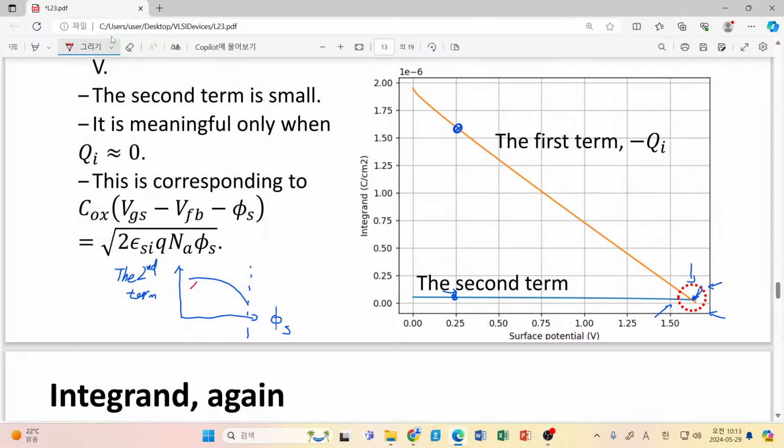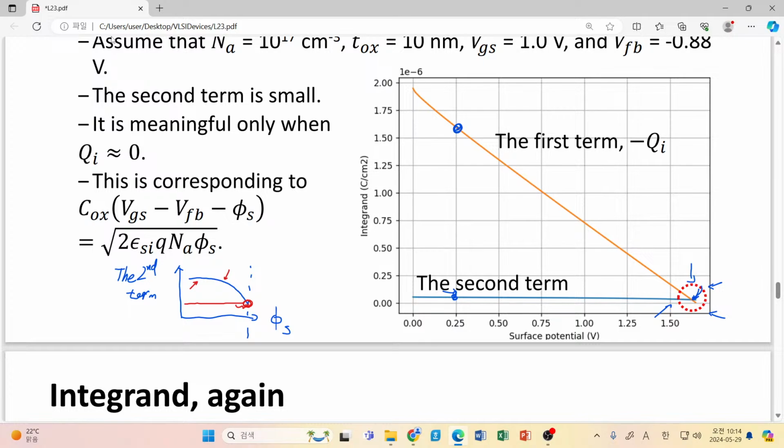However, in this part, its value is not important. Only at this point or near this point, its value is important. So from now on, we will approximate this second term as a constant, evaluated this way. So are you with me? It means that instead of this blue curve, which shows a little difference, we will just introduce a constant value evaluated at this point.